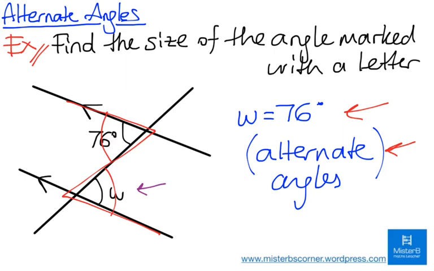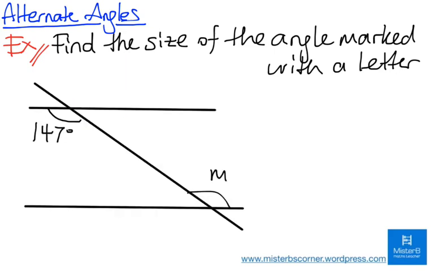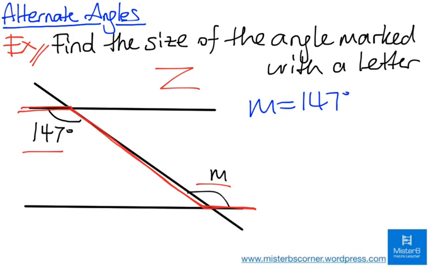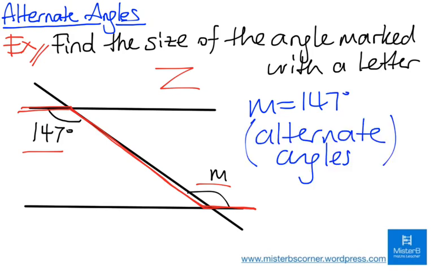Another example, again here, you can see the Z shape, right? Well, it is not exactly a Z of this sort, but still, it's a Z. And then you can say this angle is definitely 147 degrees. So M equals 147 degrees, and the reason is alternate angles, right?